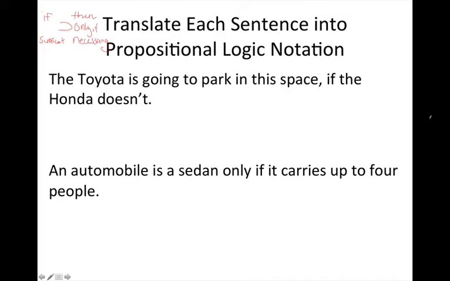So we've got an if-then sentence, so I'm going to circle the if. If the Honda does not, so if not the case H, then the Toyota. Now, we don't have anything compounding the sentence, the Toyota is going to park in this space, independently of the rest of the sentence, so it's just capital T.